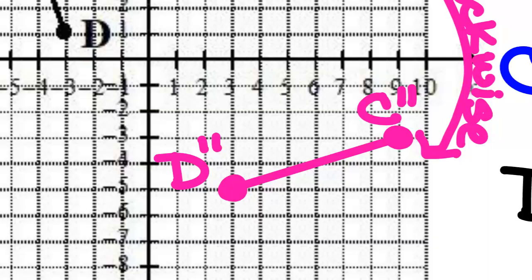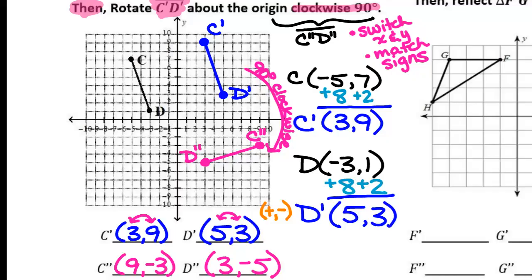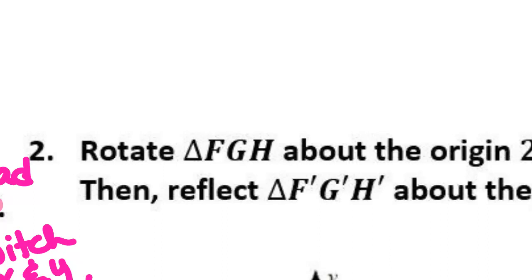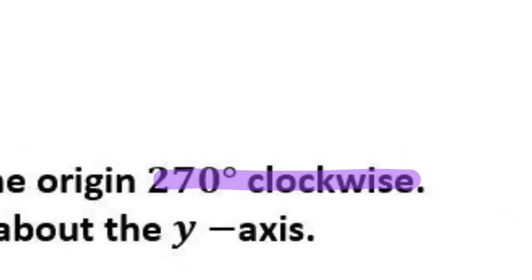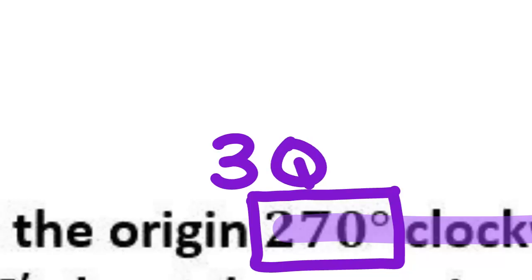All right, number 2. First, we're going to rotate, and then we're going to reflect. So let's do our rotation first. We're going to rotate this triangle about the origin 270 degrees clockwise. How many quads is that? 3 quads. 2 quads is 180. 3 quads is 270. So 3 quadrants.